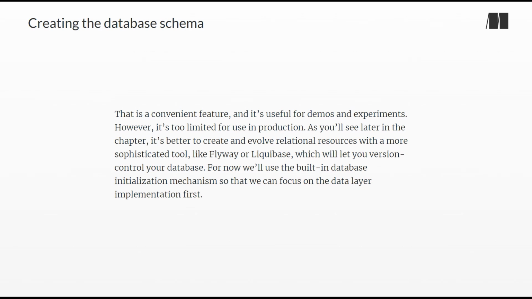That is a convenient feature, and it's useful for demos and experiments. However, it's too limited for use in production. As you'll see later in the chapter, it's better to create and evolve relational resources with a more sophisticated tool, like Flyway or Liquibase, which will let you version control your database. For now, we'll use the built-in database initialization mechanism so that we can focus on the data layer implementation first.